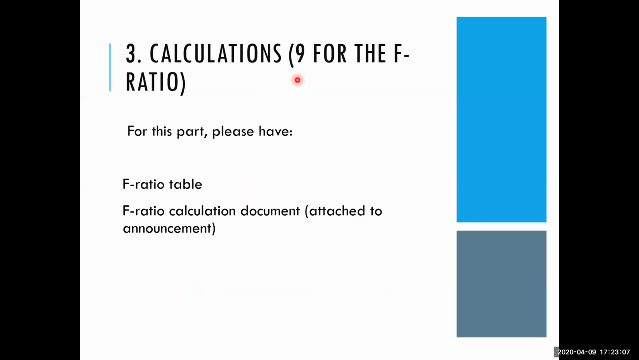Okay, so now for the calculations. There are 9 calculations for the F ratio itself. And then of course, we're going to have one effect size to calculate, but that's nothing that you haven't done before. So for this part, I'm going to have you bring up, again, your F ratio table, and then the F ratio calculation document. This is attached to the announcement. So I'm going to give you a second to pull that up.